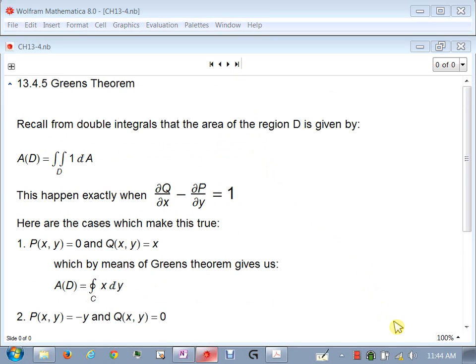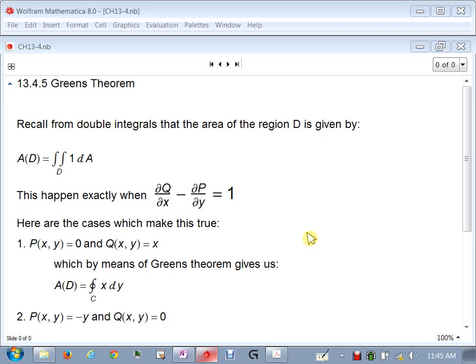Well, I have to establish some stuff first. Recall from double integrals that the area of a region D is given by this formula. We just used that twice, didn't we? Area of the region D is equal to the double integral over D of 1 dA. So the part inside the double integral in Green's theorem is partial Q with respect to X minus partial P with respect to Y.